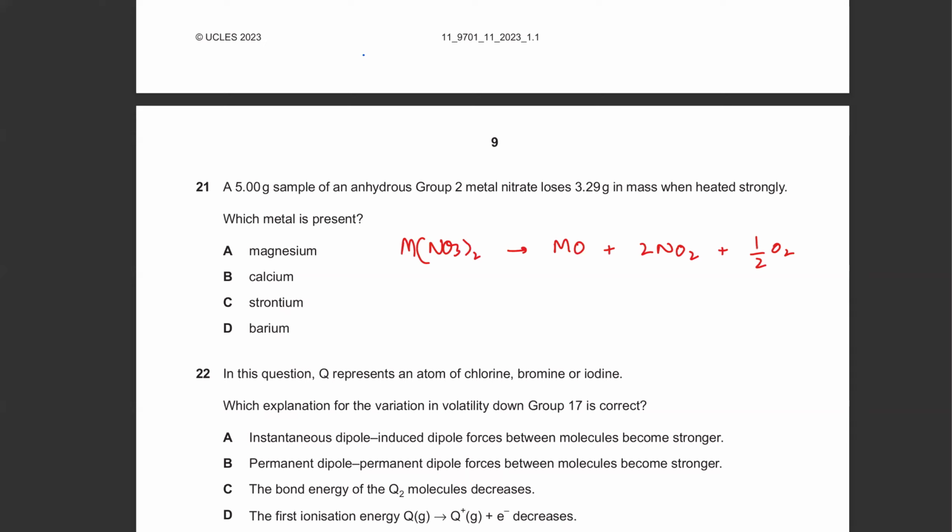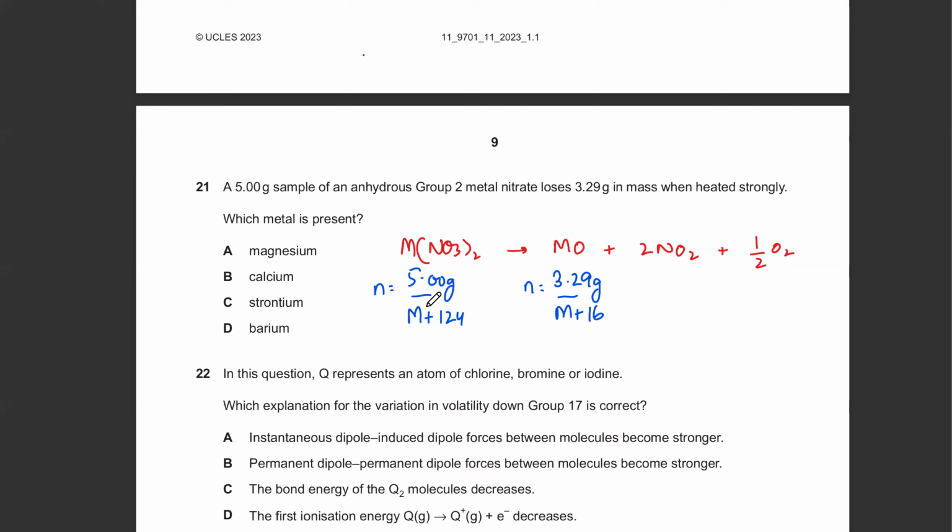The 3.29 is the mass of the metal oxide, and 5 is for the metal nitrate. The moles of the metal nitrates and oxides are equal, so we can equate them if we divide by the Mr. The Mr is going to be M plus 124, right? 16 times 3 twice, so that's 124. And the moles of the oxide will be 3.29 over M plus 16. According to the equation, the ratio is exactly the same, so these moles should be equal to these moles.